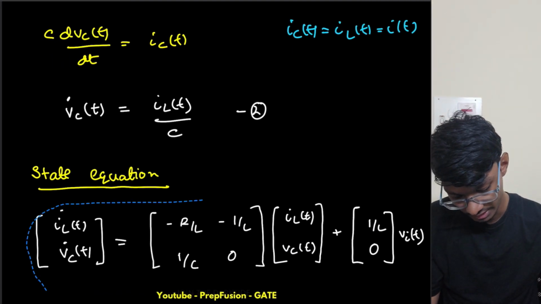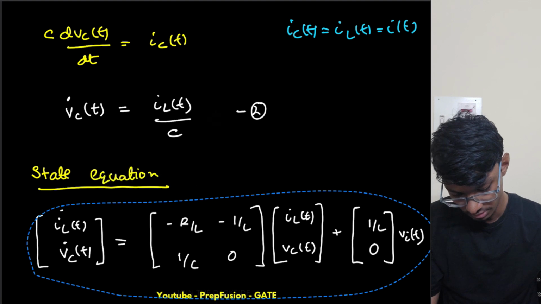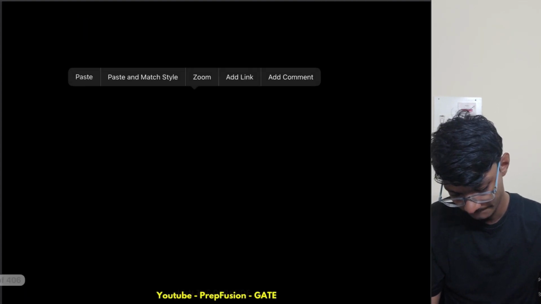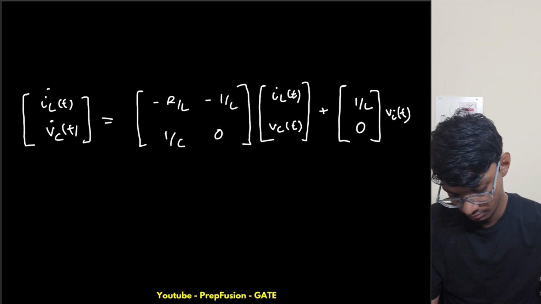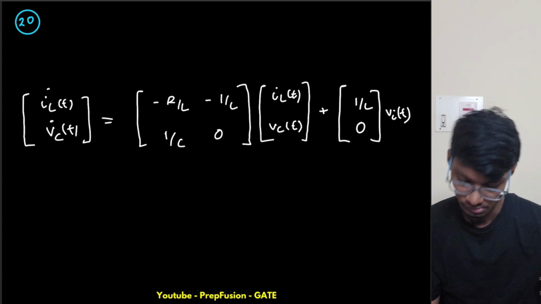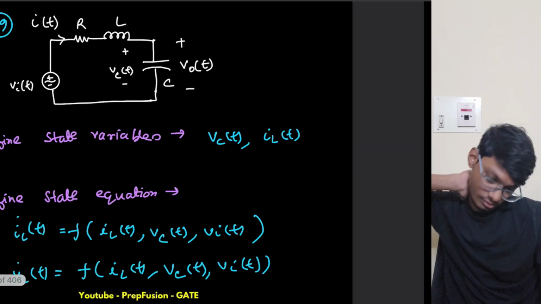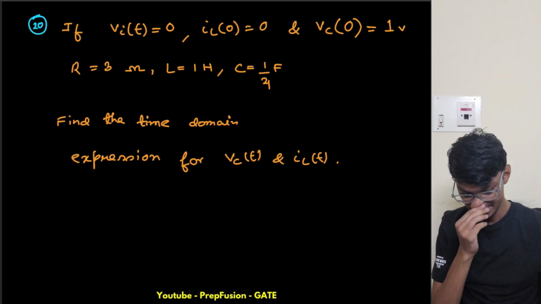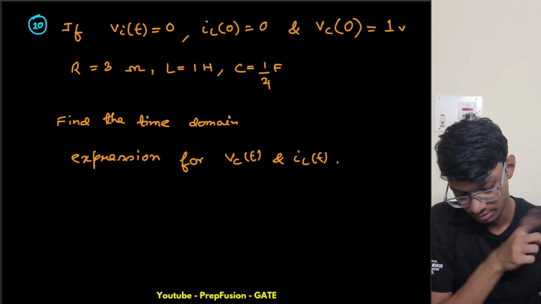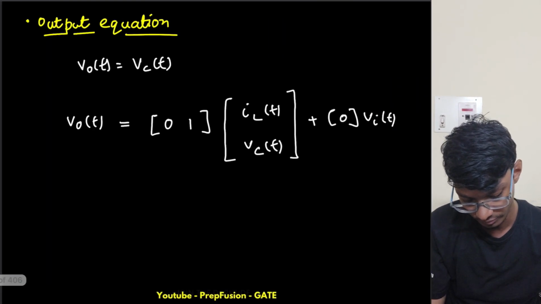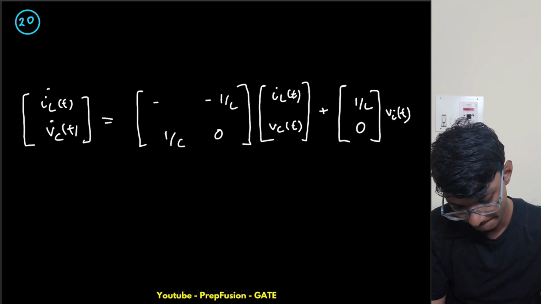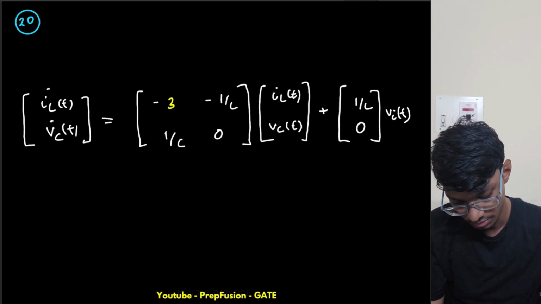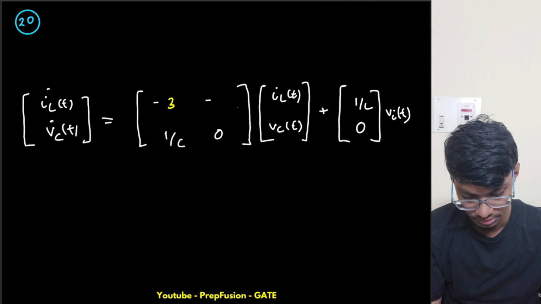I will put the values of R, L and C in this equation. So what are R, L and C? R, L and C are 3, 1 and 1 by 4. R is replaced by 3 by 1, so this is actually 3. L is 1 only, so this becomes 1, right? And C is 1 by 4.